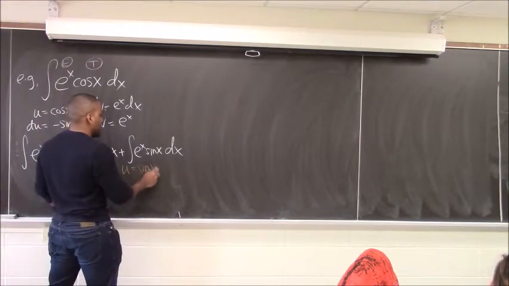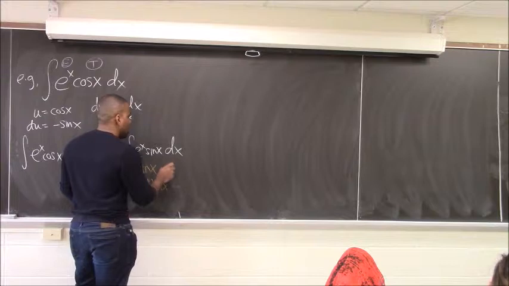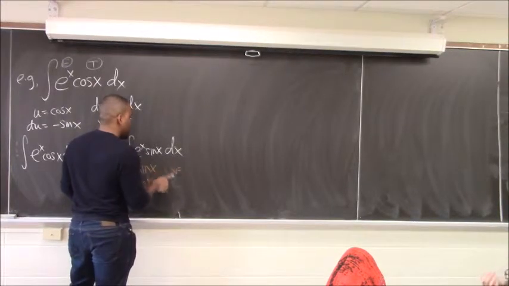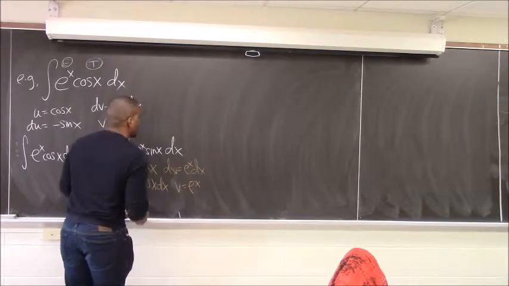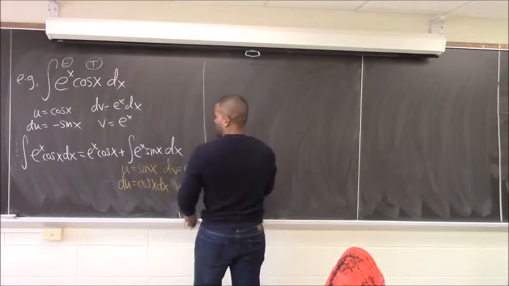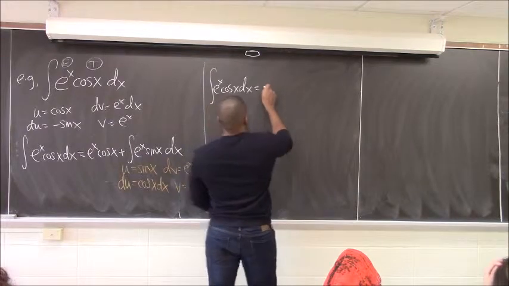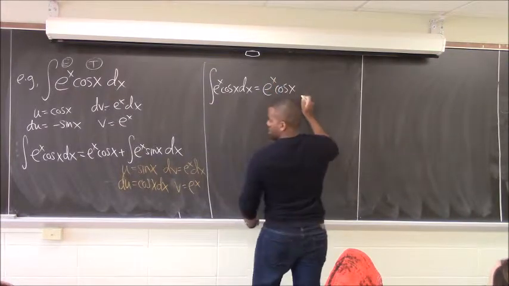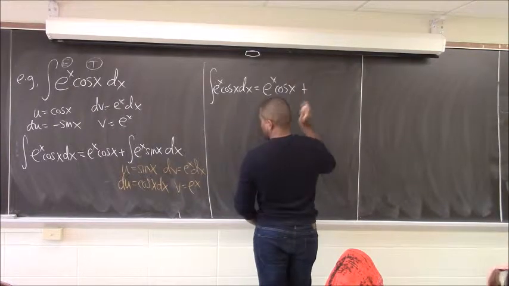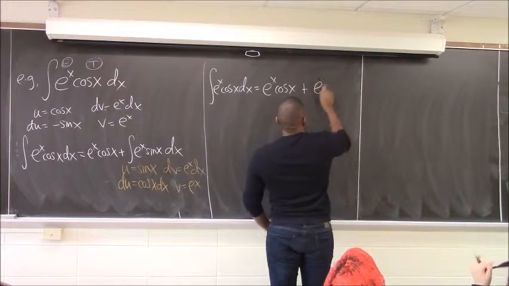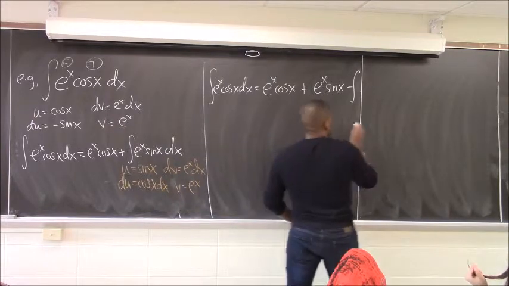u equals sine x. du would be the derivative of that, which is cosine x dx. Our dv would be equal to e to the x dx. Our v would be equal to e to the x. And so we can say this integral is equal to e to the x cosine x plus, technically you could open a parentheses here, but there's a plus sign, so it's not going to matter, u times v minus the integral of v du.